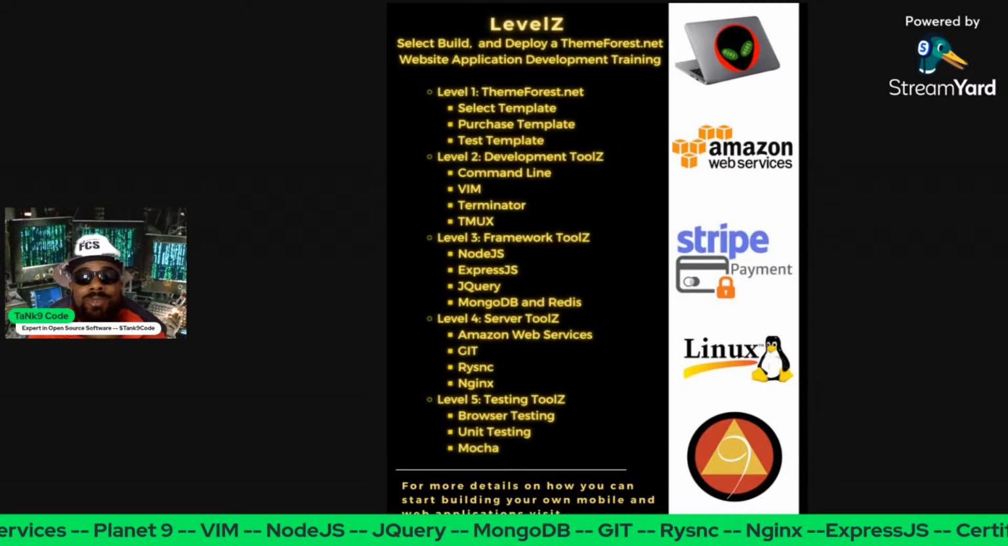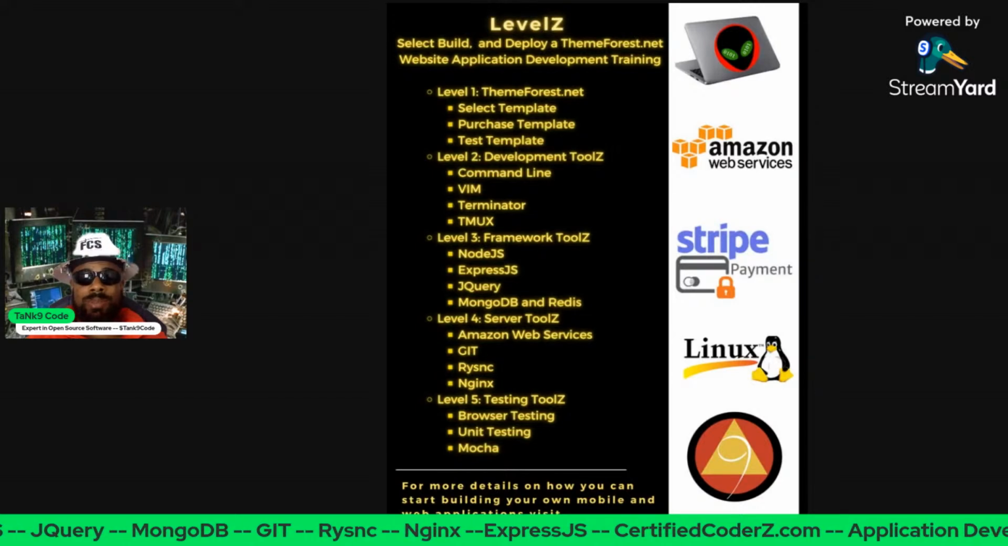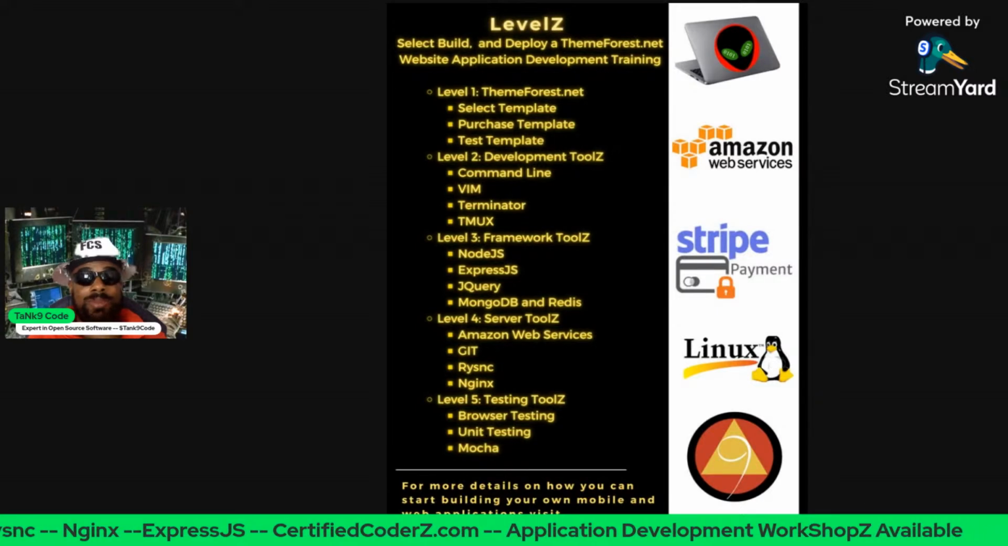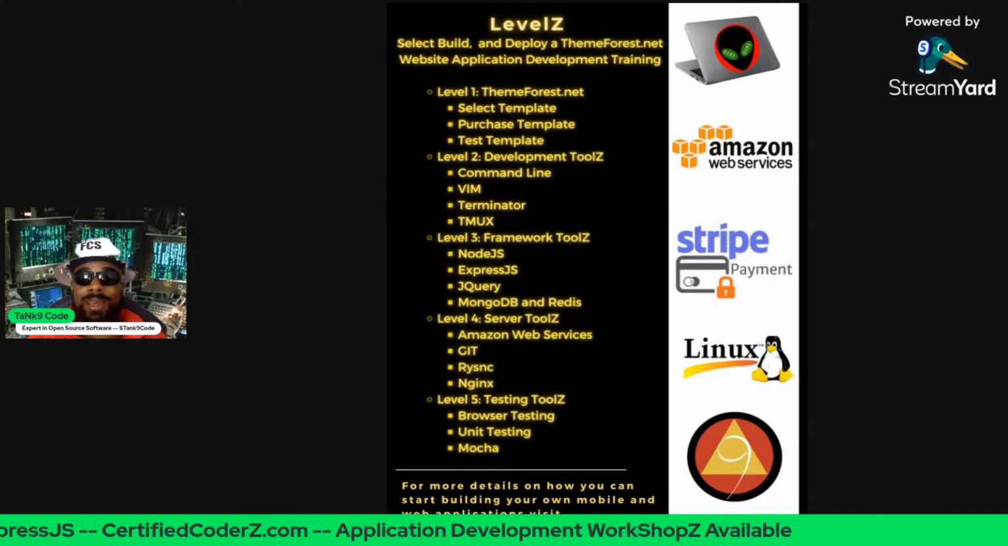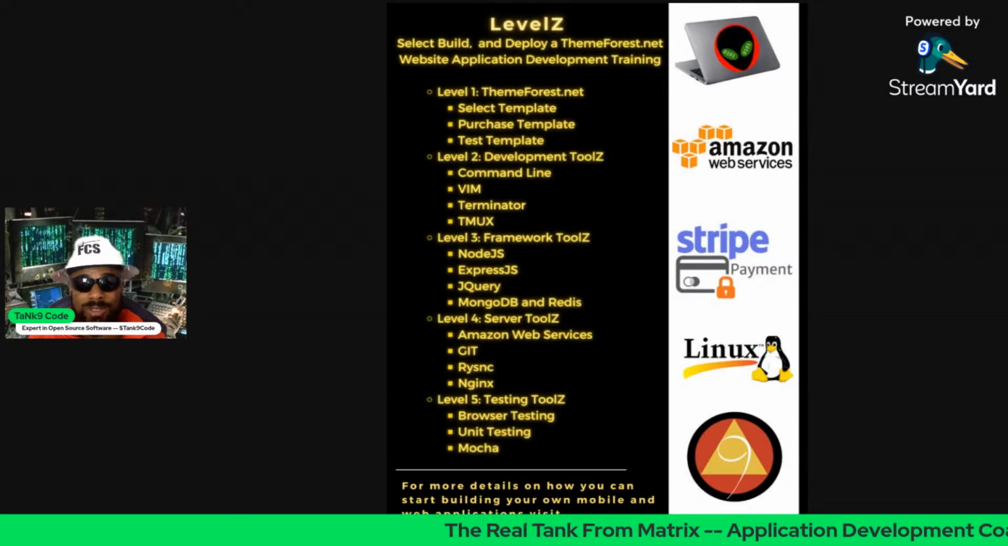The second level, we're going to go with development tools. We're going to go over the different tools you need to be able to build your application with. We're going to go over the command line, which should become your best friend. I love the command line. The command line is when you're talking directly to the computer. You say, hey, computer, do this, and it does it. And we're going to go over the list of those commands to run.